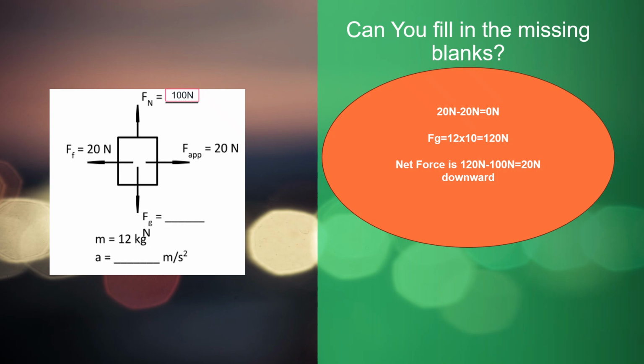How do I figure out the acceleration? We rearrange the force formula, and that gives us the acceleration is equal to the net force divided by the mass, which is 20 divided by 12, and that gives us 1.67 meters per second squared.